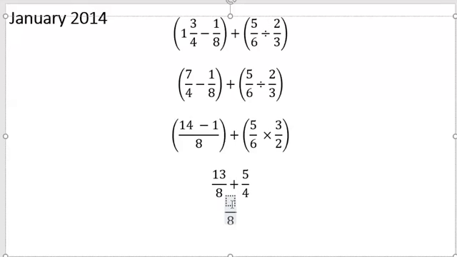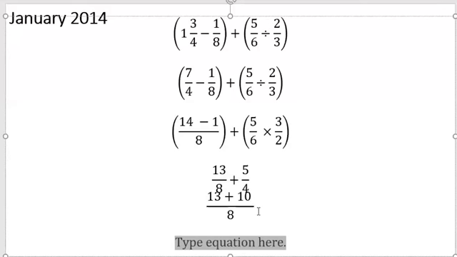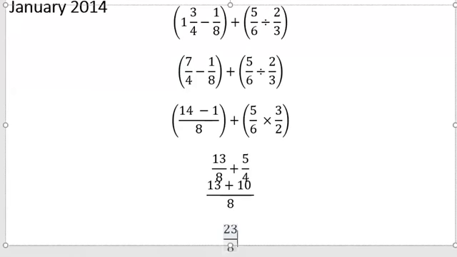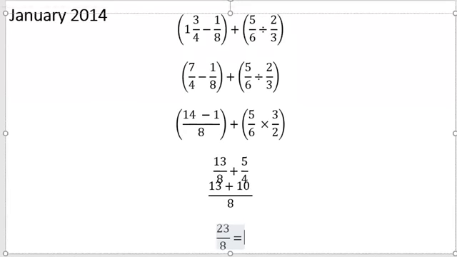Again is 8. So what we have now is 8 into 8 goes 1 time, 1 times 13 is 13, plus 4 into 8 goes 2 times 2 5s 10. So it's now 13 plus 10 to give us 23/8. And that can be simplified to 8 into 23 goes 2 times.